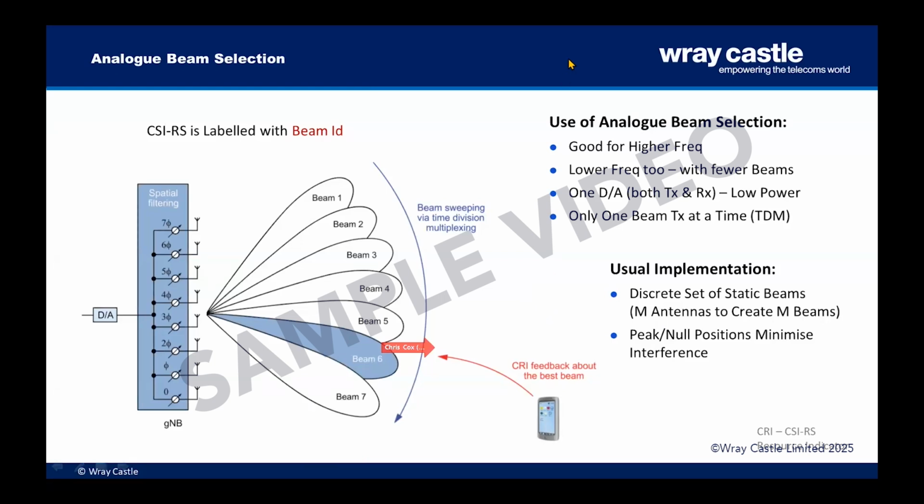So let's have a look then at analog beam selection. Key features of this technique. It's simple, a little bit inflexible, however. The power consumption is nice and low, which is good. And it's used at high radio frequencies, typically, for example, millimeter waves.